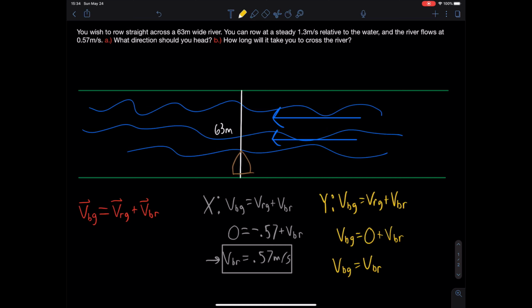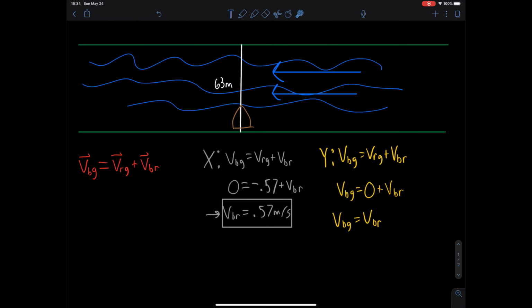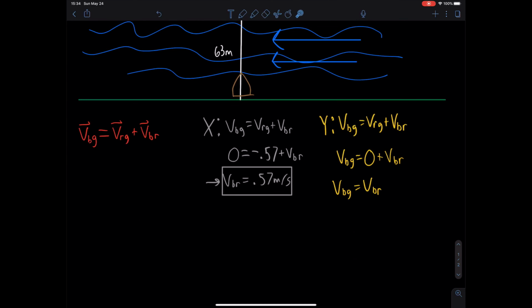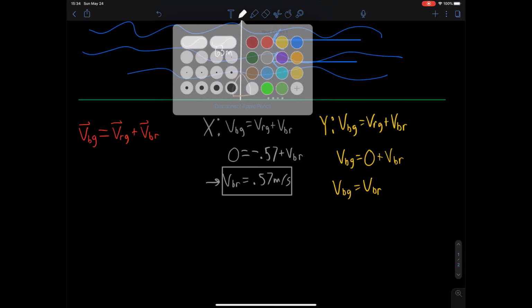So we have to have some other piece of information that will give us what we were looking for. So we look back at the problem, and we have this piece that we haven't used. We can row at 1.3 meters per second relative to the water. So that's a magnitude. So we have the x component relative to the water, and we have the magnitude relative to the water. We're only missing the y component of the velocity of the boat relative to the water. And we can relate those three things with the magnitude equation.